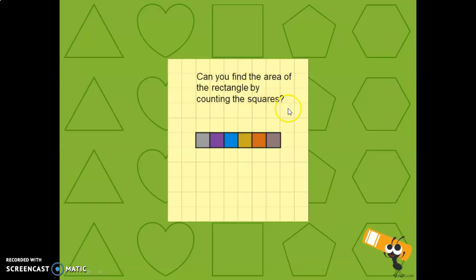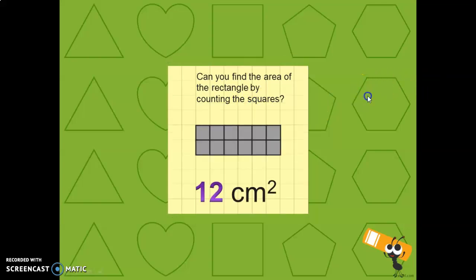Can you find the area of this rectangle by counting the squares? Now, I'll let you do this at your own pace. Test yourselves. Going to skip through it.